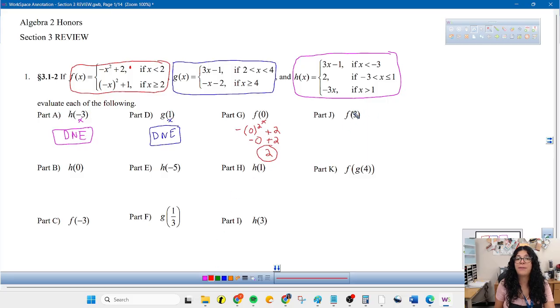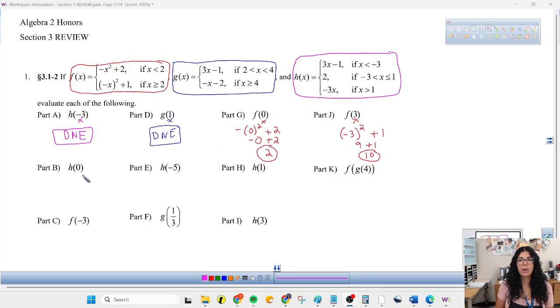My next one, I have f of 3. So I'm going to be using the same piecewise function, f of x, but this time I have a different x value that I'm plugging in. I'm plugging in 3. So the question is, does 3 fall into the first equation or the second equation? Well, 3 less than 2 is false. So is 3 greater than or equal to 2? Yes. So I'm going to be using the second one. 3 is greater than 2. So I'm going to be plugging in x here, which is going to be negative 3, and notice the negative 3 is in parentheses, squared plus 1. So negative 3 squared, that's 9. 9 plus 1 is 10. So part J is 10.